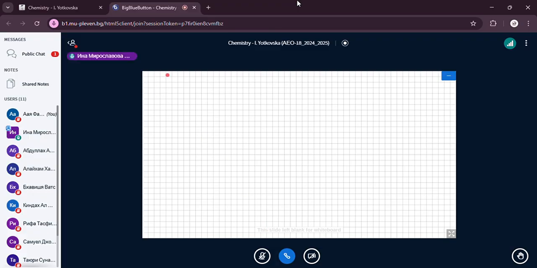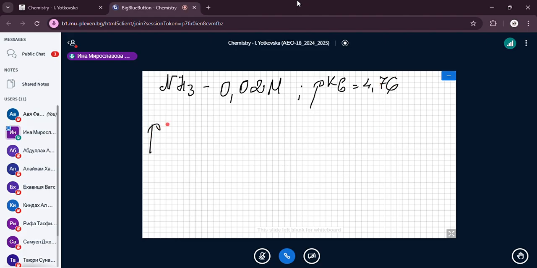We have ammonium with concentration 0.02 mole per liter. And you know that the pKb value is 4.76. Find out the pH of that solution.